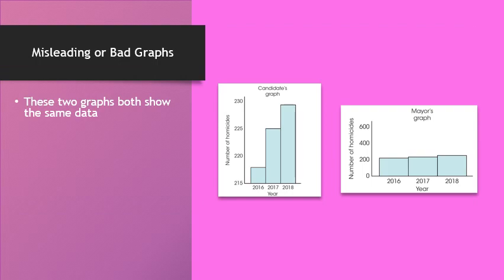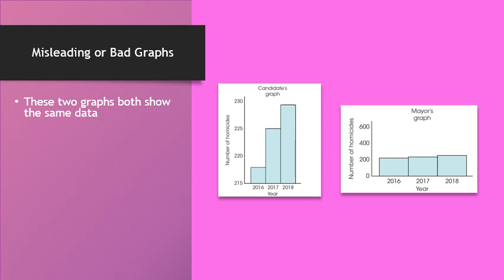All right, let's talk about misleading or bad graphs for a minute. Both of these graphs show the same data: number of homicides. Well, what if a candidate wants to run against the current mayor and wants to emphasize that there's a huge difference between the homicides? He would show you the graph on the left. Well, what if the mayor says, no, there's hardly a difference at all, they hardly went up at all? He would show you the graph on the right.